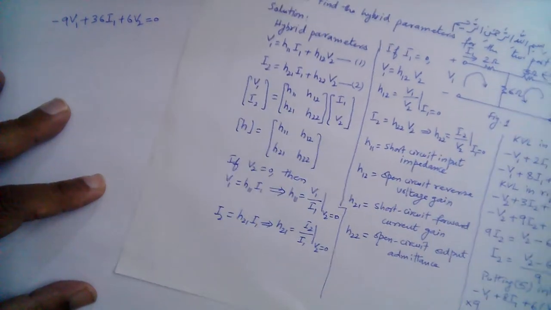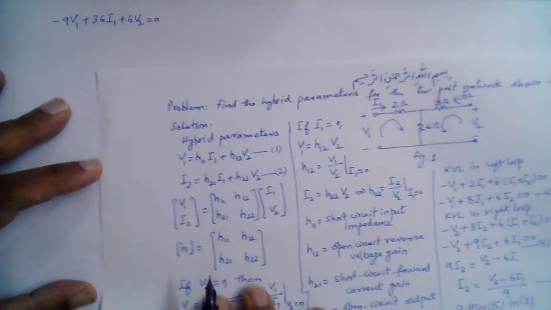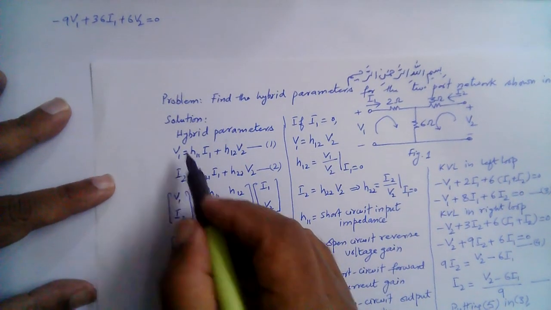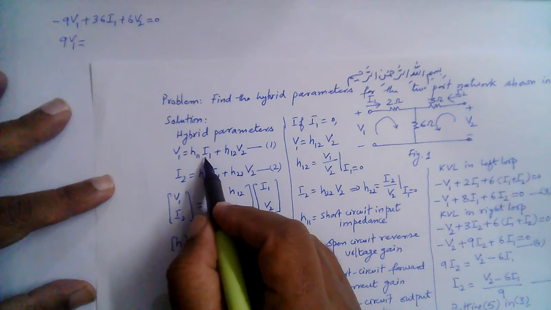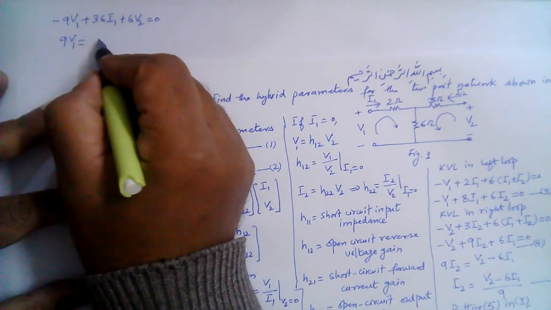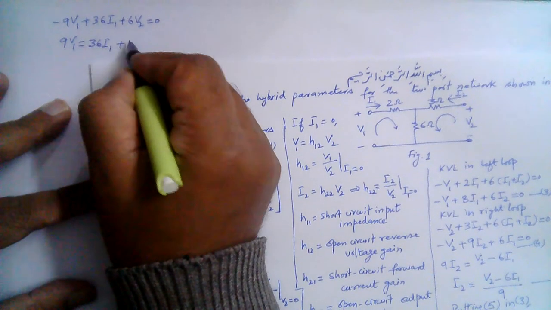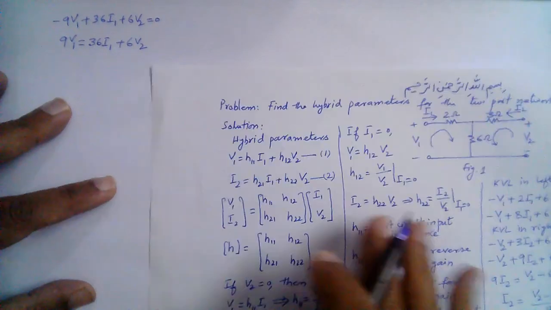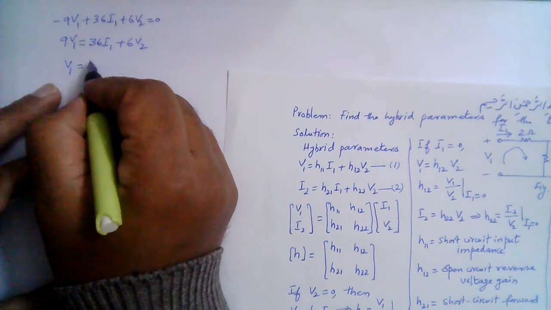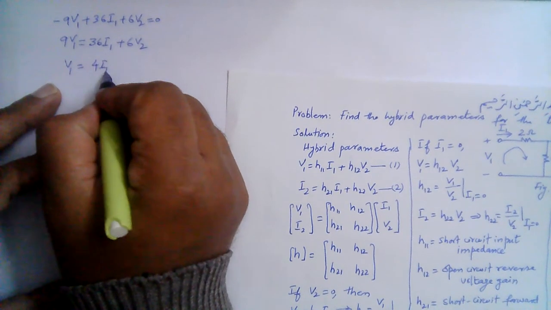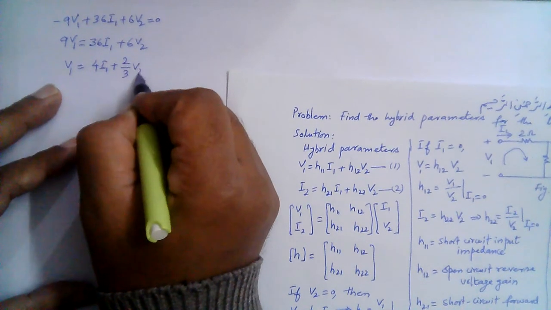So we can write this in terms of this form here. So 9 V1 is equal to, first we will have the I1 term: 9 V1 is equal to 36 I1 plus 6 V2. So dividing both sides by 9, V1 is equal to 36 over 9, which is 4 I1, and 6 over 9 is 2 over 3 V2.